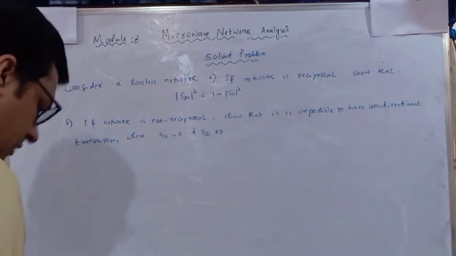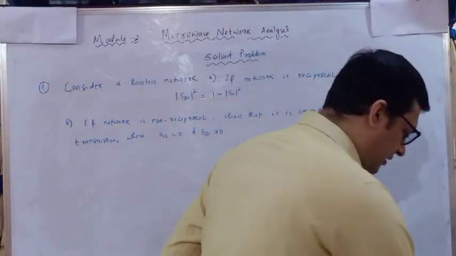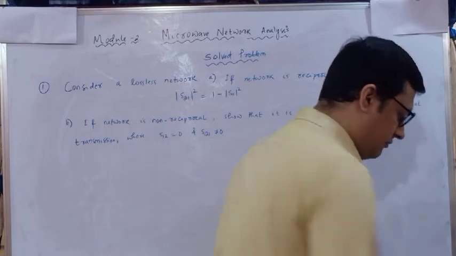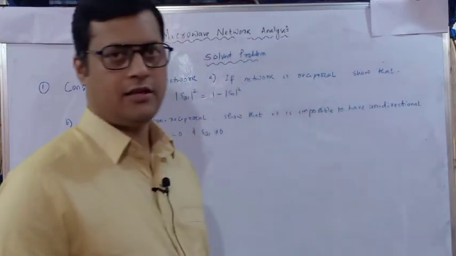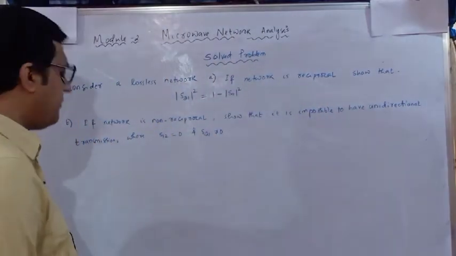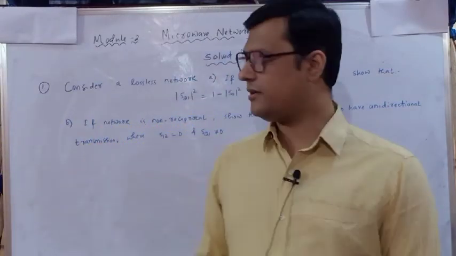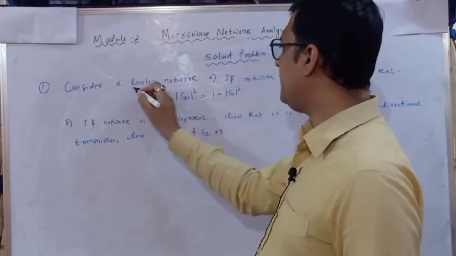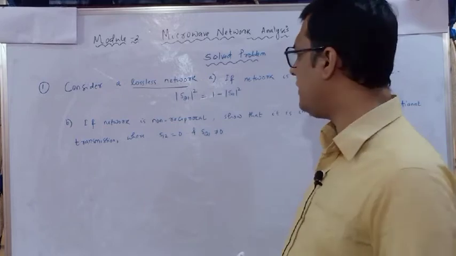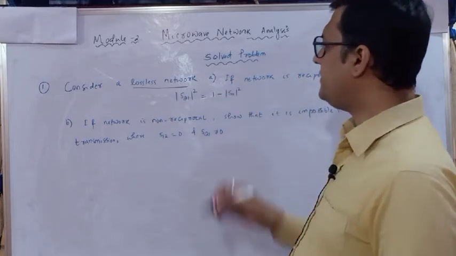Okay. So this is one numerical which we are going to solve now. First we will understand what it is and then we will solve. So first here it is given, consider a lossless network. The condition is given: lossless network. Now here two questions are there.